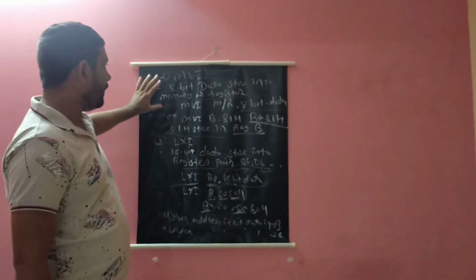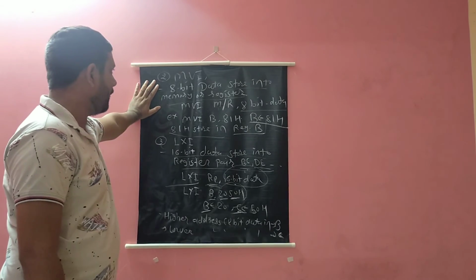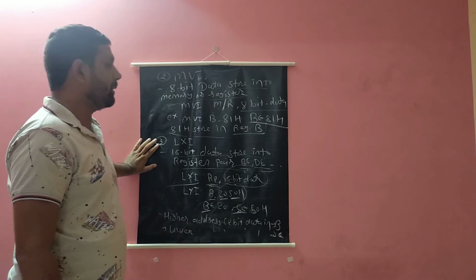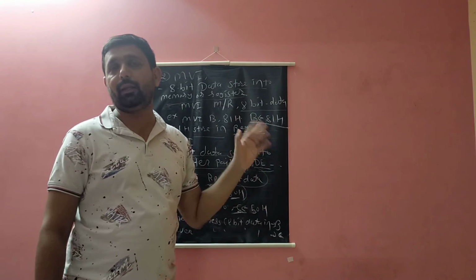So there is a difference between the two instructions. MVI is used for 8-bit data and LXI is used for 16-bit data. Thank you. We see in the next lecture.